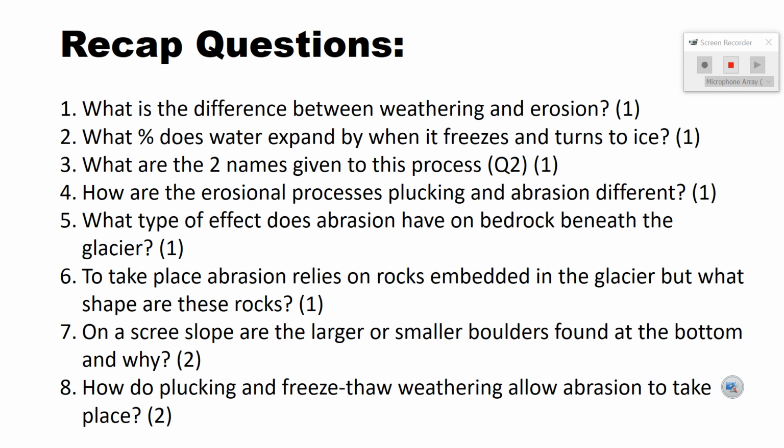Number 7, on a scree slope, are the larger or smaller boulders found at the bottom of the scree slope, and why? So you'll need to have a little think about that. I've not necessarily included it in the answer there, but you can have a think about a scree slope. And number 8, how do plucking and freeze-thaw weathering allow abrasion to take place? So why do both of those processes allow abrasion to take place?